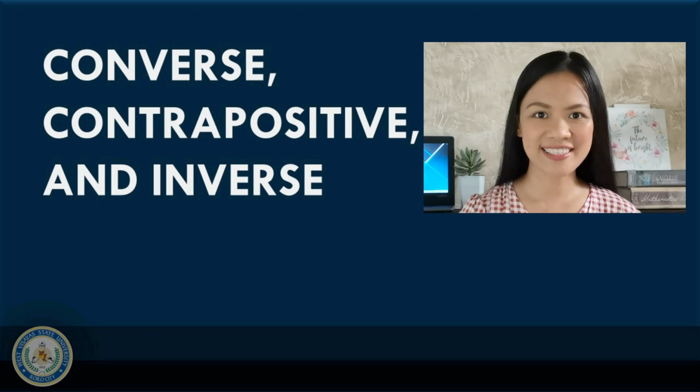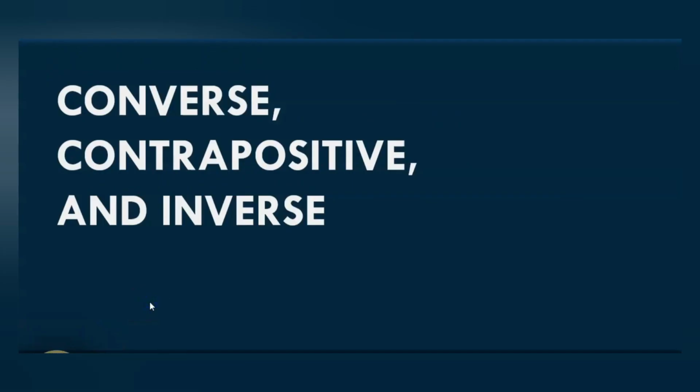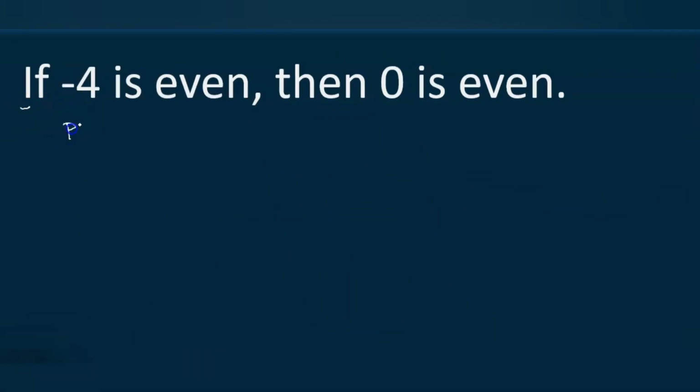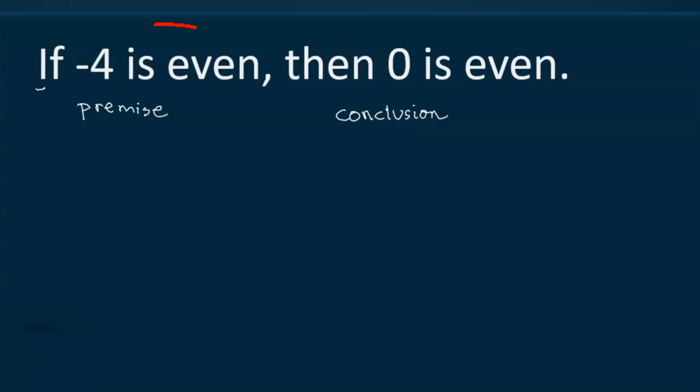Let's get started. A conditional is usually written in if-then format. Just like in this example, the if part is what you call the premise. And then the then part is referred to as the conclusion. In this sentence, if -4 is even, then 0 is even. -4 is even is the premise, and 0 is even is the conclusion.